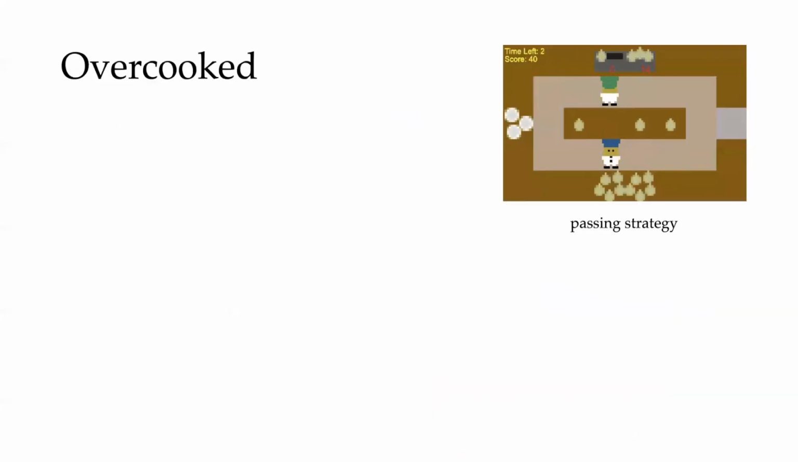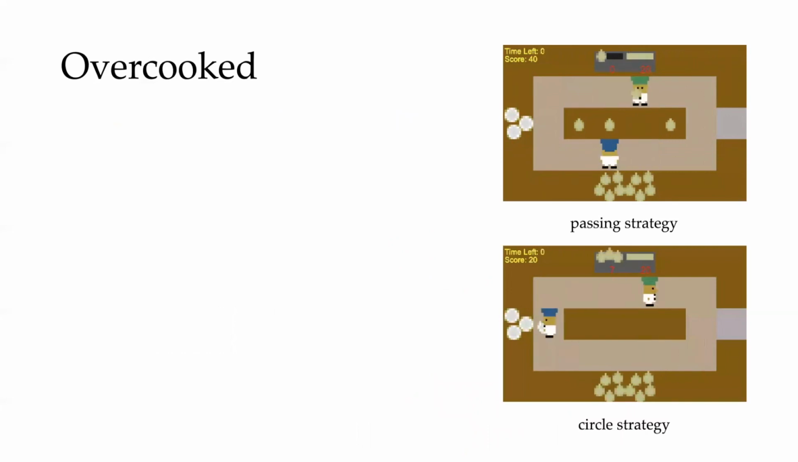Finally, we study the Overcooked environment, and in this game, the 2 players are trying to make onion soup. They need to put onions in the stove, plate them, and then serve the plate. We can visualize at least 2 distinct strategies for this layout, for example, passing items across the counter or going around in circles, but there could be many more strategies.